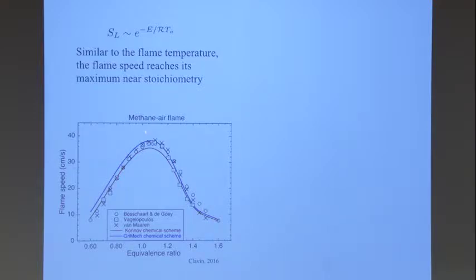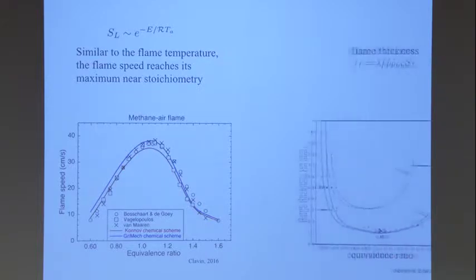And that you can see for the methane-air flame. This is the flame speed measurement as a function of equivalence ratio, and it peaks around 1. Remember, we said that the flame temperature peaks around 1. But you have to be careful, because some of the factors that stand in front of the exponential can change this correlation, and we're going to see in a minute how it does that.